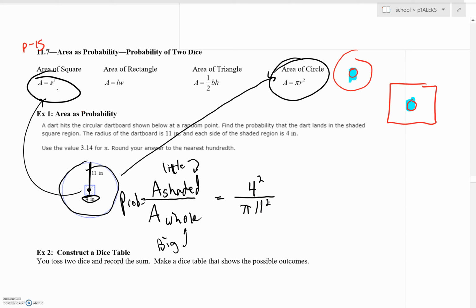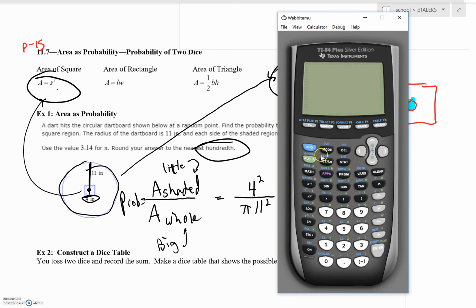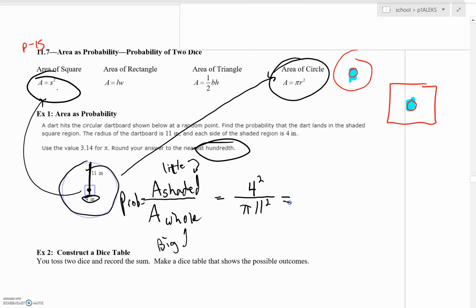And we want to go to the nearest hundredth here. So we'll get our calculator out, turn it on, and go to alpha y equals. Up on top, we'll have 4 squared. Down below, we'll have pi times 11 squared. To the nearest hundredth, it's 0.04. And that really is all we need for number 1.